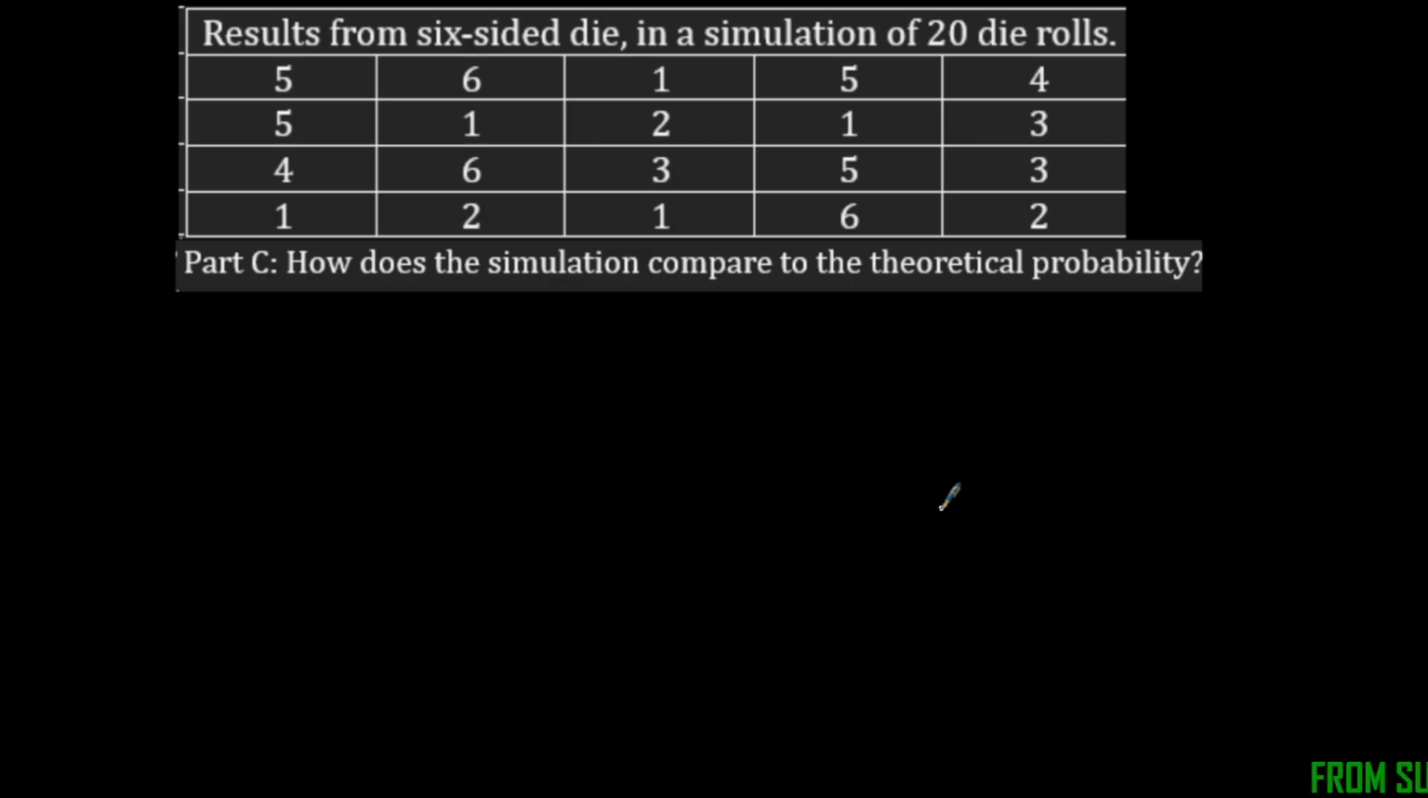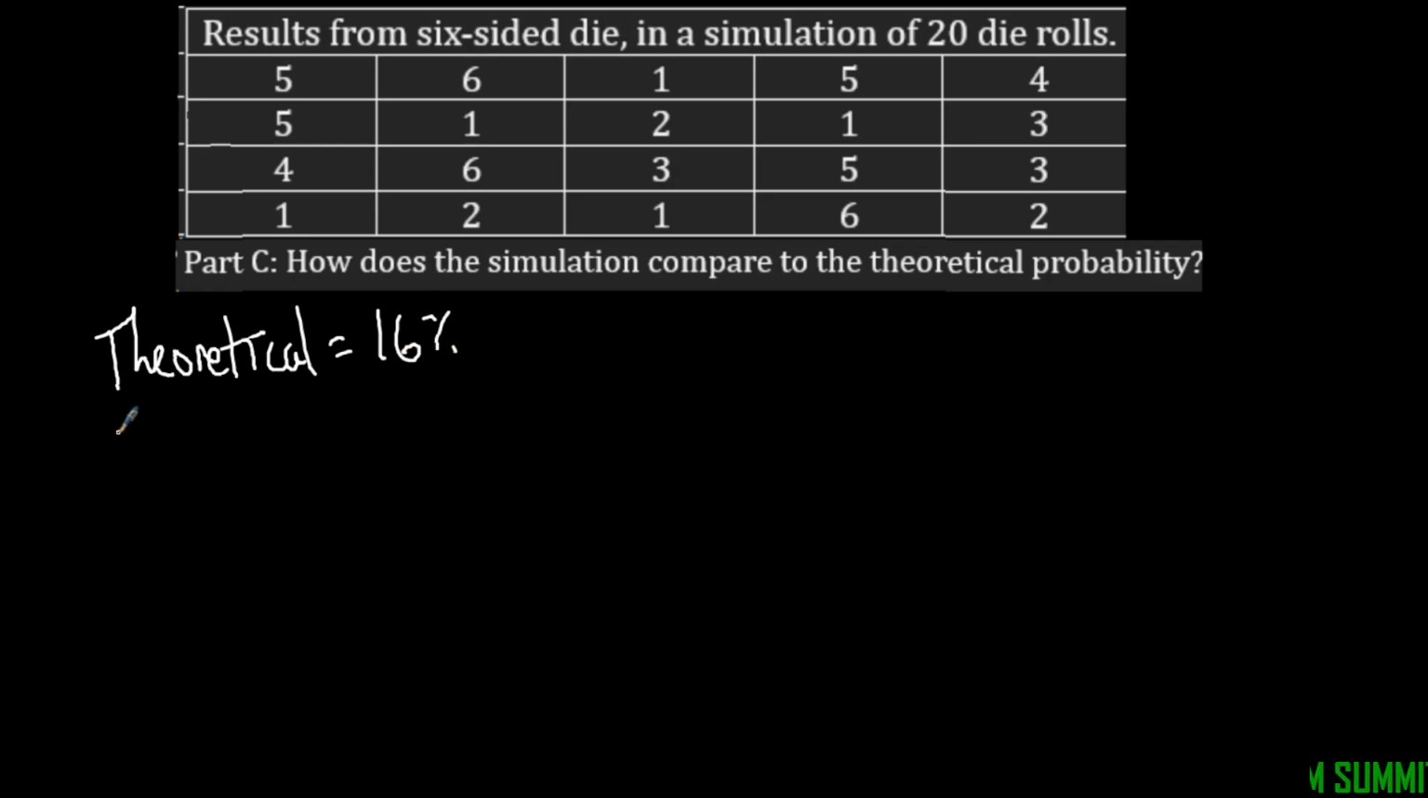Moving on to part C now, it says how does the simulation compare to the theoretical probability? It's just asking how you compare the theoretical probability to the experimental. Again, we can just write those two values that we had. The theoretical was 16%, and the simulation, or the experimental, was equal to 20%. To summarize that simply, when I compare, I have to talk about the value.